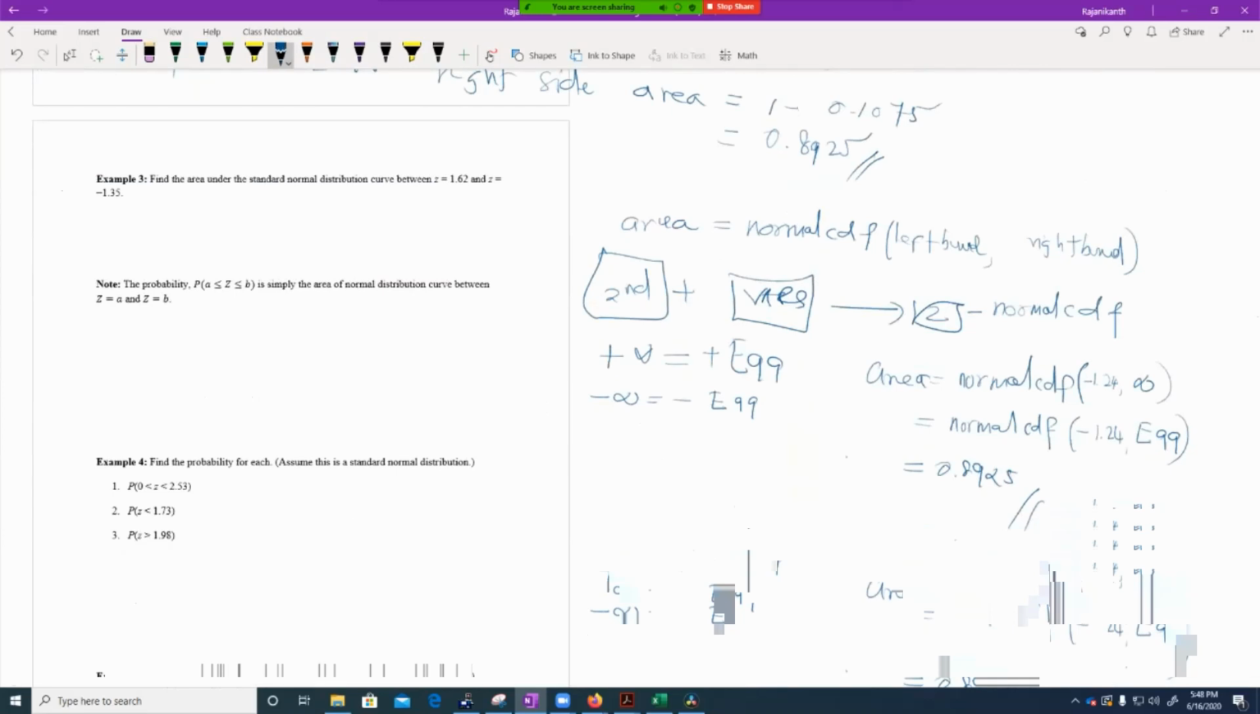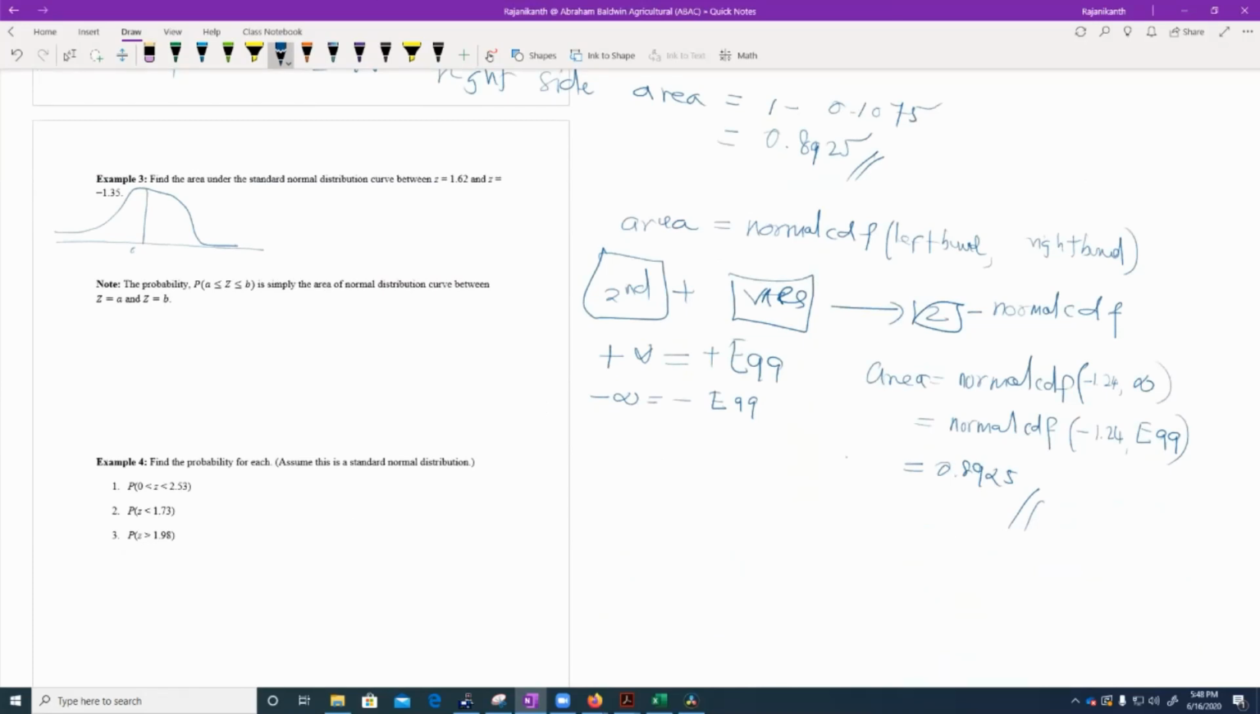So number three, find the area under the standard normal distribution curve. Let me draw first the standard normal distribution curve. Yes, this is my curve. 0 is here. Now which area are we looking for? We are looking for the area between two values, negative 1.35 and 1.62. So negative 1.35 will be somewhere here, and positive 1.62 will be somewhere here. Therefore, we are looking for the area between these two values. That means simply this value, right?